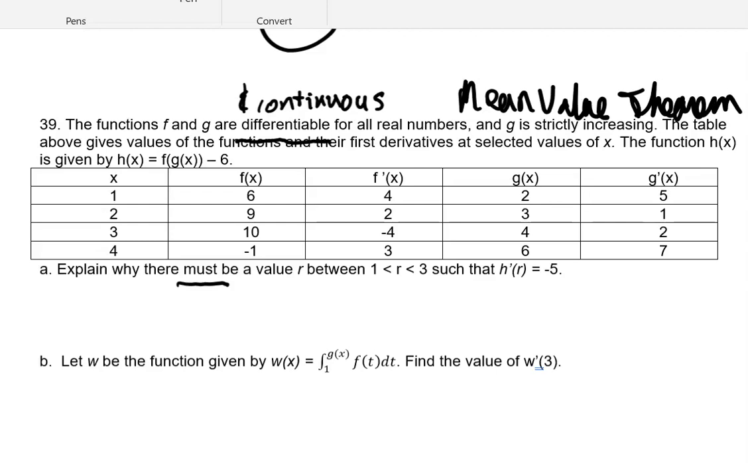So it says the table above, I guess now it's below, gives the values of the functions and their first derivatives at selected values of x. So similar to stuff we've seen plenty of times. They then give you the function h. So notice h is not in your table. It's a different function. But what they tell you is h is the composite of f of g of x minus 6. And then letter A is saying explain why there must be a value between 1 and 3 where our derivative is equal to -5.